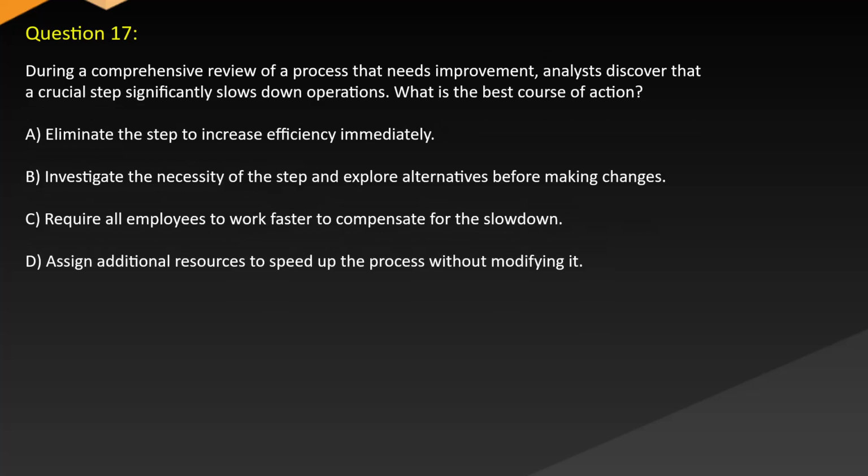Question 17. During a comprehensive review of a process that needs improvement, analysts discover that a crucial step significantly slows down operations. What is the best course of action? A. Eliminate the step to increase efficiency immediately. B. Investigate the necessity of the step and explore alternatives before making changes. C. Require all employees to work faster to compensate for the slowdown. D. Assign additional resources to speed up the process without modifying it.